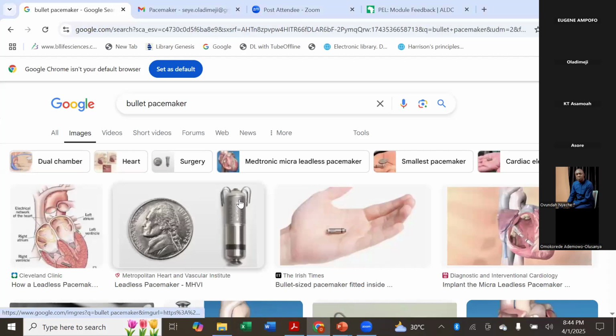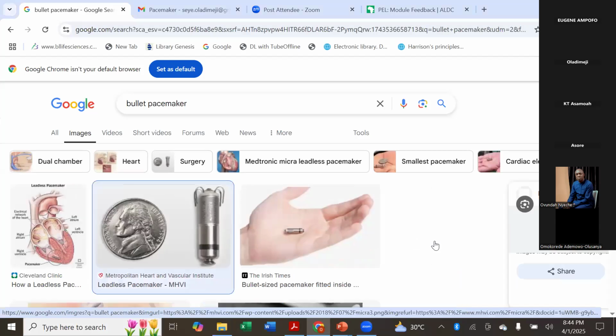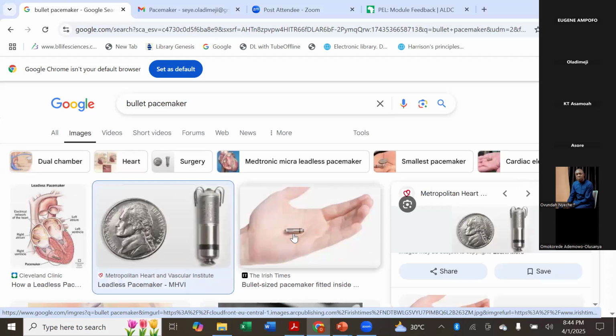So this bullet size, which you can see on our screen, looks just like a bullet. The recent ones they make now, you implant in the right ventricle. You pass a catheter from the femoral vein, the same way you do a cardiac cath, and through that catheter you push it into the ventricle, so it sits down in the ventricle. Medtronic makes it, St. Jude, or Abbott.